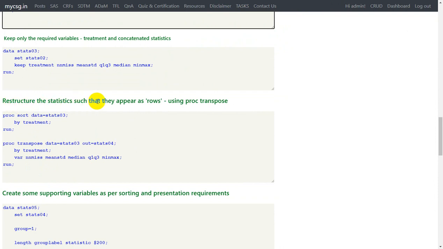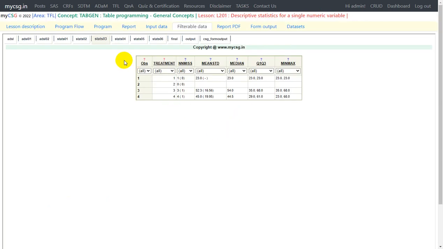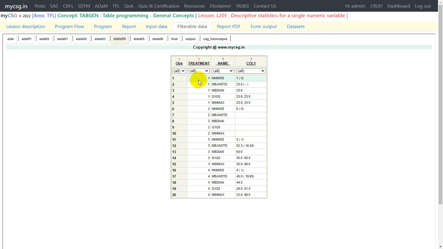So we are restructuring the statistics such that they are appearing as rows using proc transpose. Here we are using the values of treatments to stay as rows by specifying it on the by statement and then transposing the variables n and miss, mean, standard deviation, median, Q1, Q3. Now let us take a look at the stat04 dataset and see how the dataset got transposed. If you now see, we have n miss, mean, standard deviation, median, Q1, Q3, min, max. These are all appearing as rows. This is how we need to present the statistics in the report.